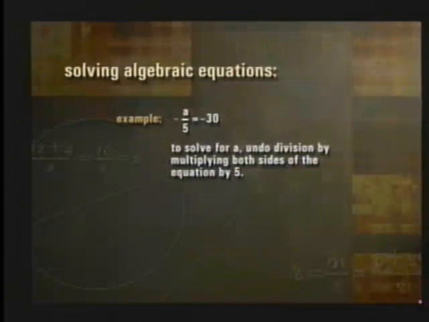All right, so one more creature to conquer here. Young, how do I attack division? So I've got a negative fraction here, a over 5, which you should remember means a divided by 5 equals negative 30. So to solve for a, undo division by multiplying both sides of the equation by 5. So let's look at this real quick.